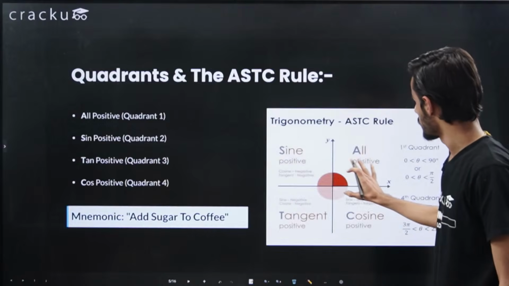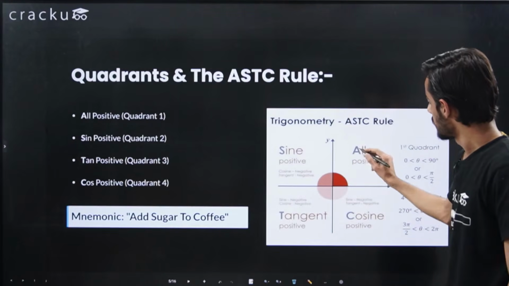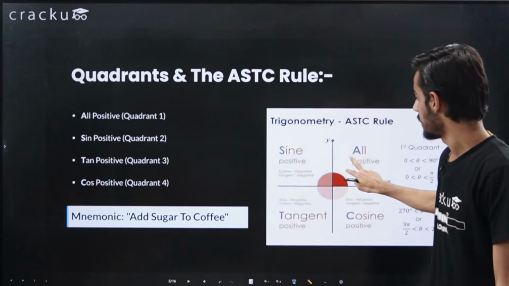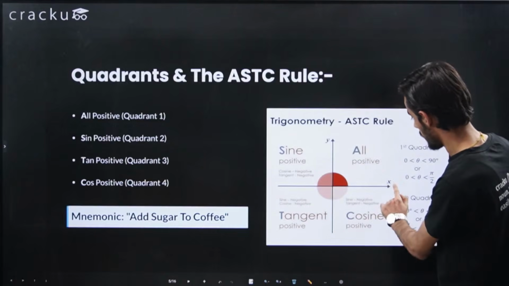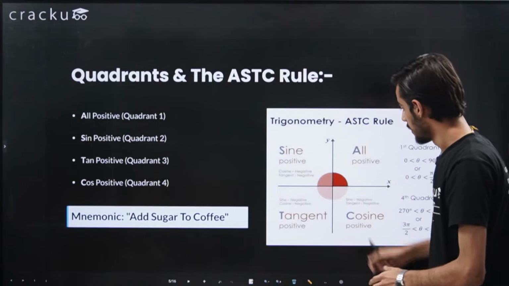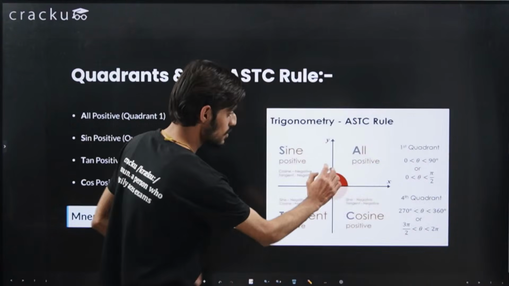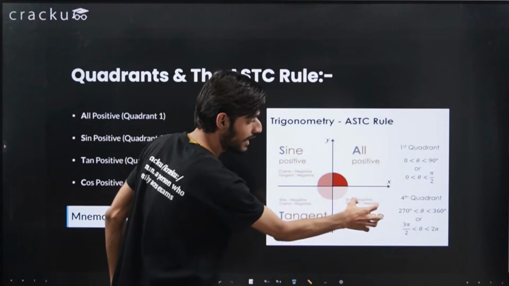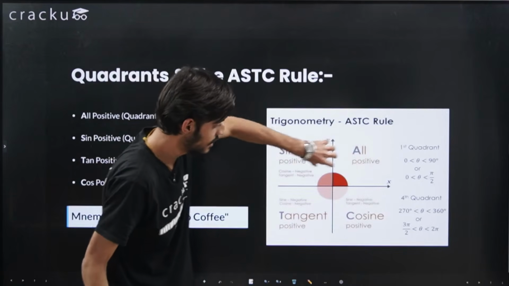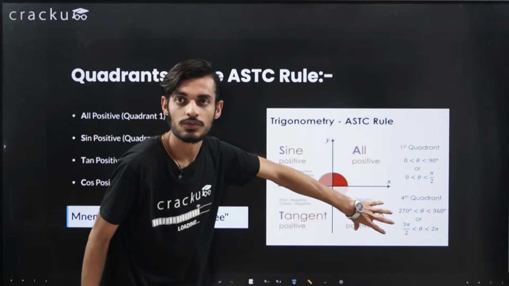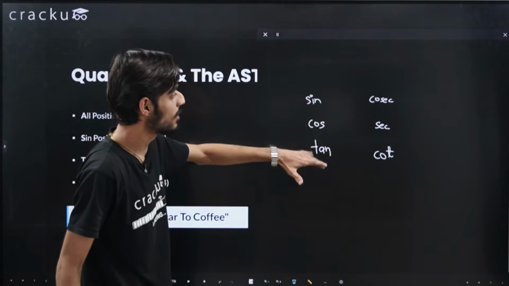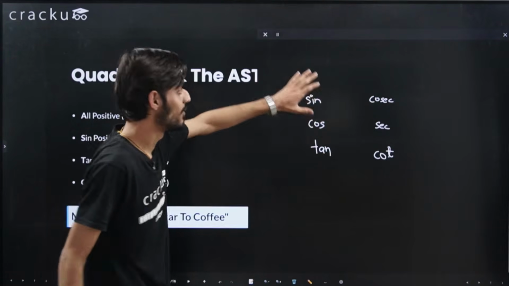So let's try to understand what this graph is all about. This is telling that all are positive, like I told you about 6 trigonometric identities. In this quadrant, the first quadrant, this is the xy plane. Here x is positive, here x is negative, here y is positive and here y is negative. Okay, so this is first quadrant, this is second, this is third, and this is fourth. The order also matters, right? We will move in the anti-clockwise direction. So this is first, this is second quadrant, this is third quadrant, and this is fourth quadrant. In the first quadrant, all the trigonometric identities that are sine, cos, tan, and their reciprocals will be positive.